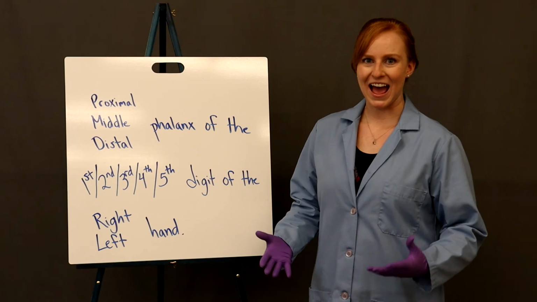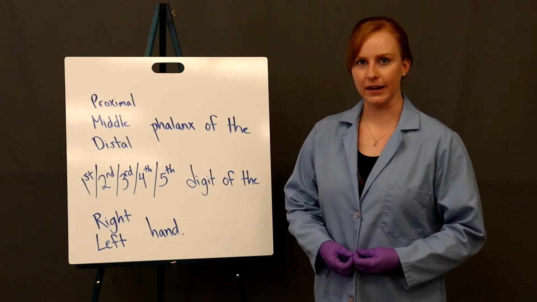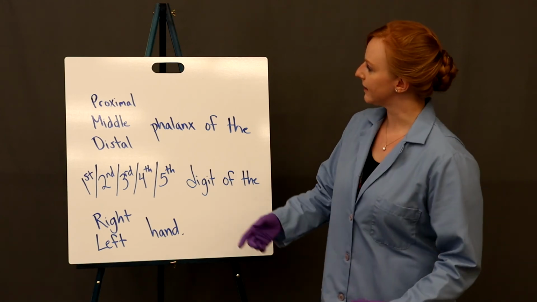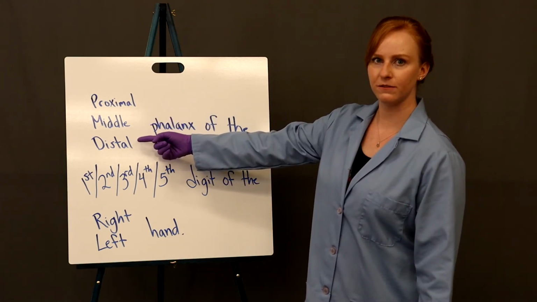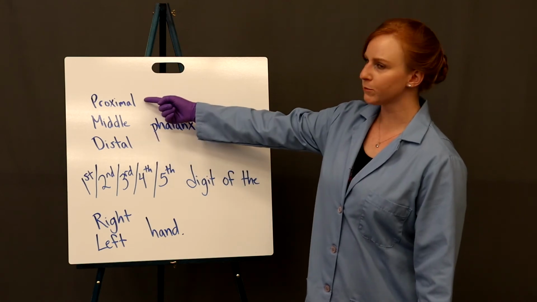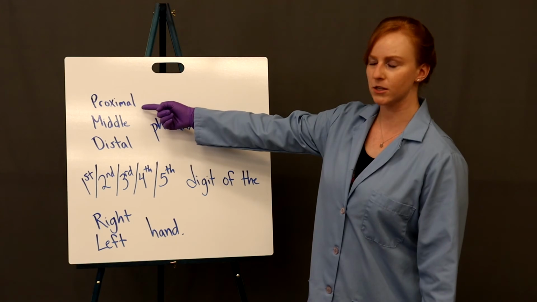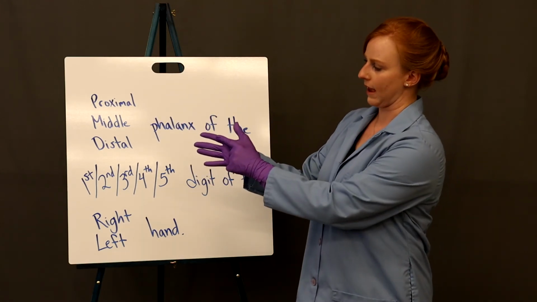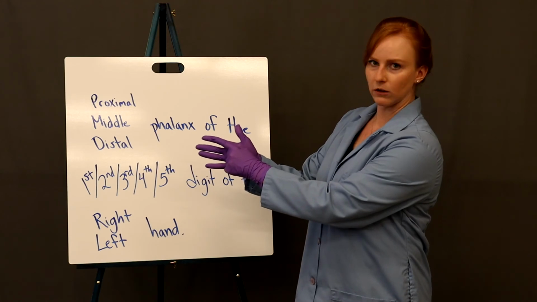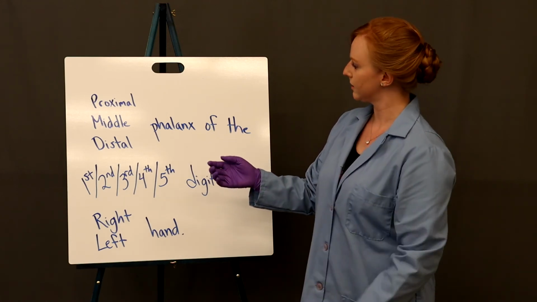Most of the digits have 3 phalanges. So the first thing you're going to have to indicate is whether that phalanx is the proximal, middle, or distal phalanx. So proximal, remember that means closer to where the extremity meets the torso. So this would be the first one that you come to along the hand. The next one would be the middle phalanx, and then the farthest one would be the distal phalanx.